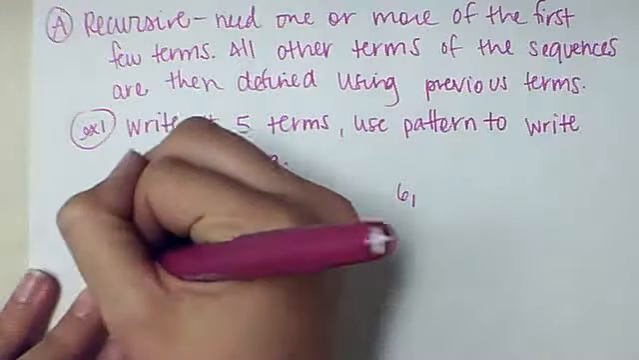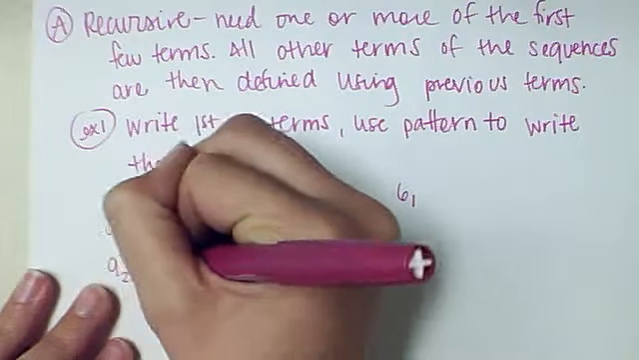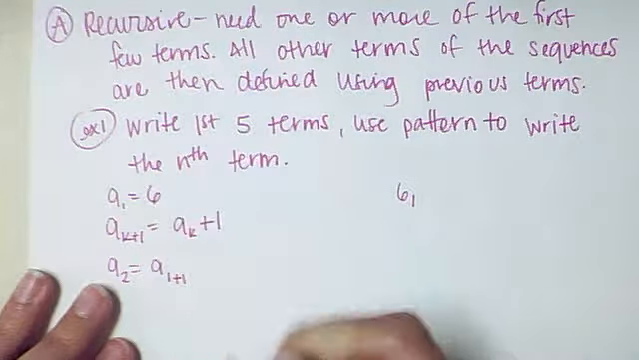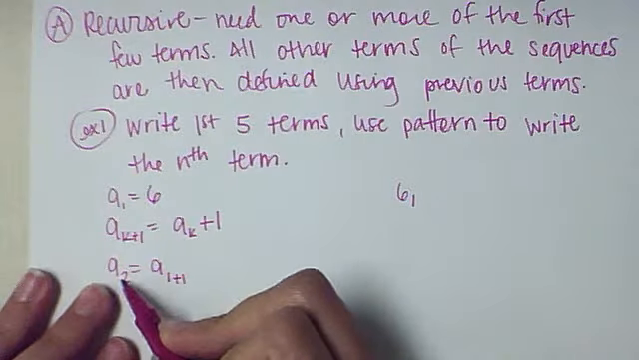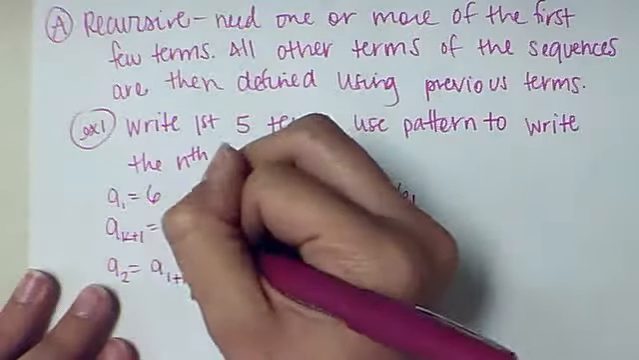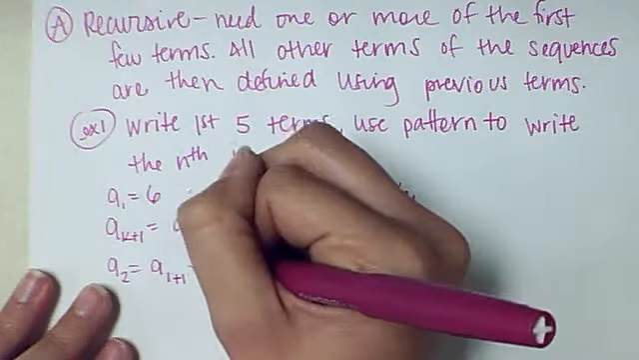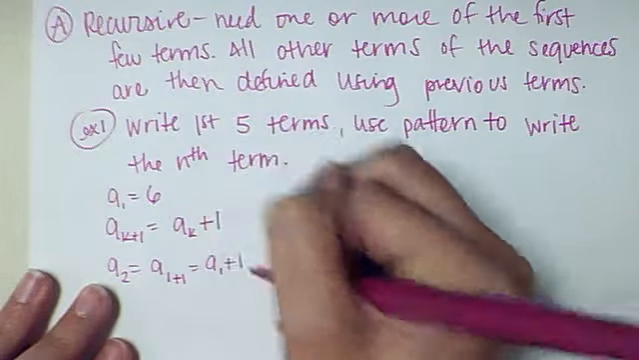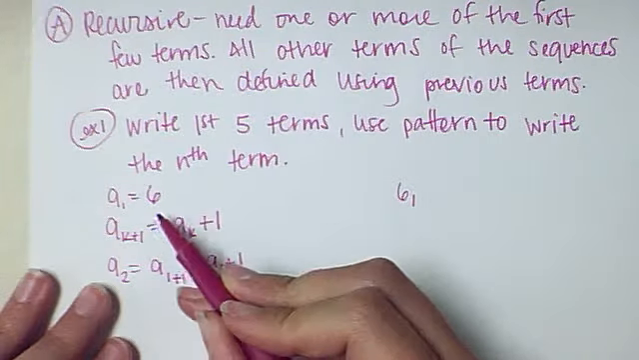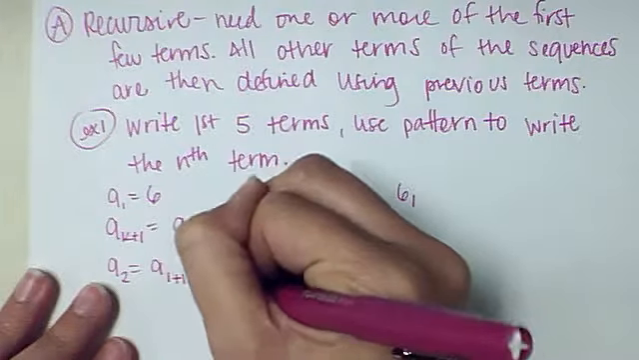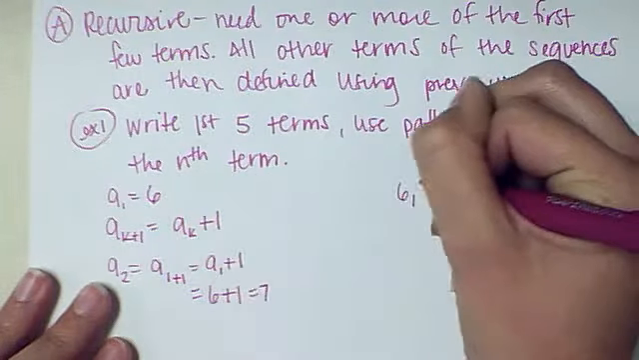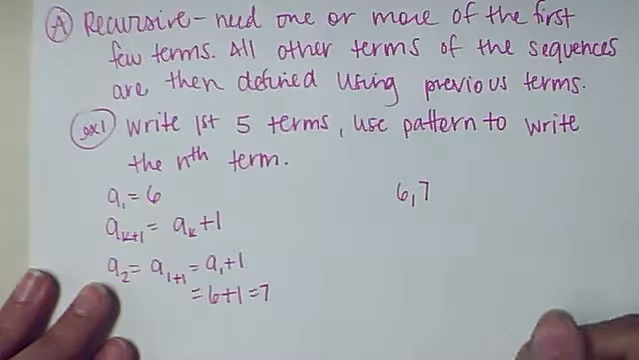To get your second one, a sub 2, that's like doing a sub 1 plus 1, where k is 1, but the term is 2. I plugged in 1 for k, so a sub 1 plus 1. Where do I get a sub 1 from? Well, I know from right here that it's 6. So I'm going to do 6 plus 1, which is 7. That's the next term in my sequence.